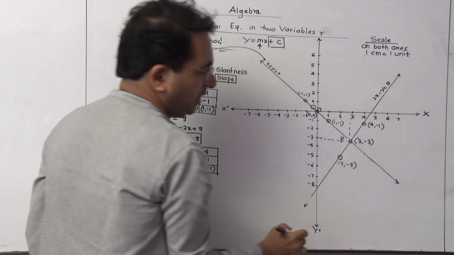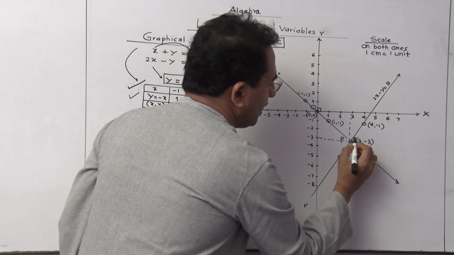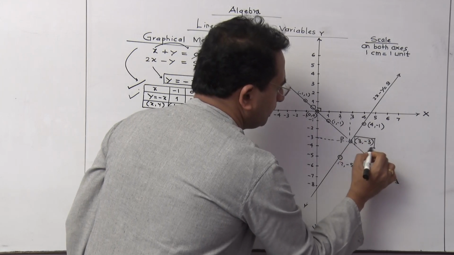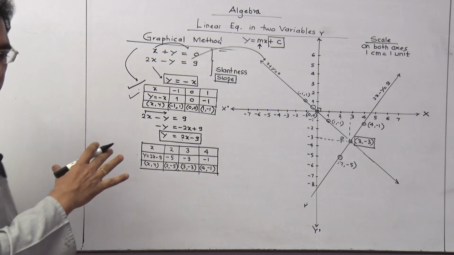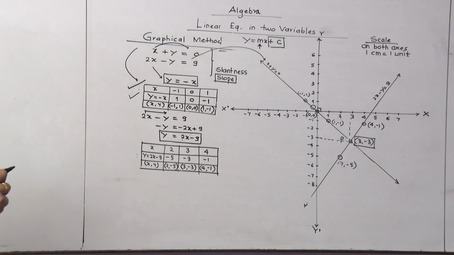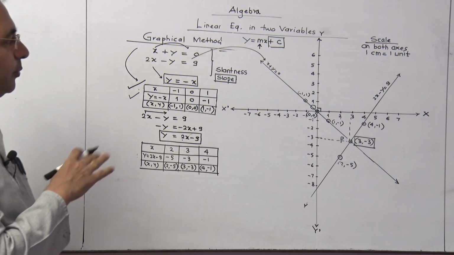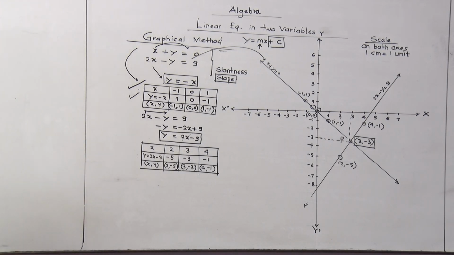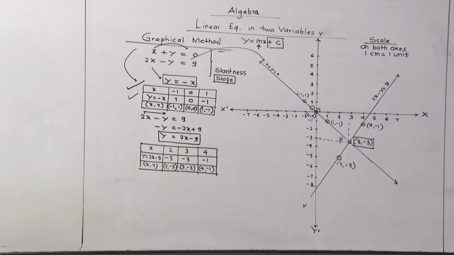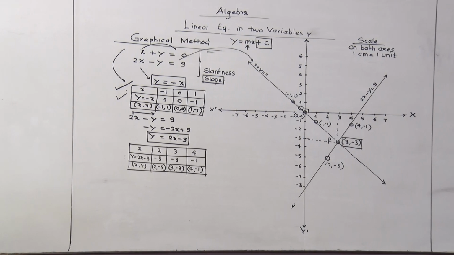Name that point P, (3, -3), and please put a box around it. This is the main answer of this particular equation. This is what we call the graphical method of solving equations. I hope you have understood this method. This question is a most probable question for the exam. You have to practice a lot on this.